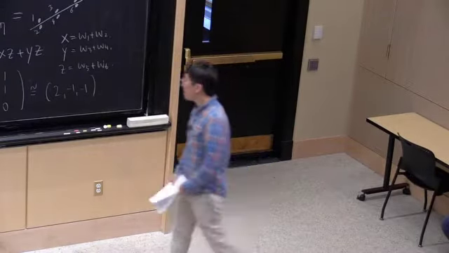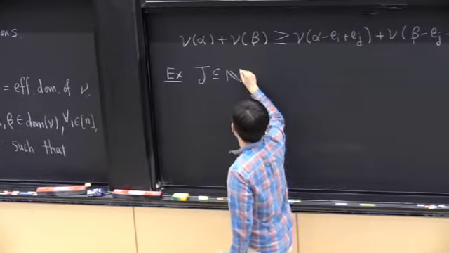So one thing you notice is that the effective domain of an M-convex discrete function nu is necessarily convex. Because if this is finite, that's finite. That implies that both of these quantities must be finite. And of course, the most basic example of a convex function comes from convex sets. So maybe I have a convex set.